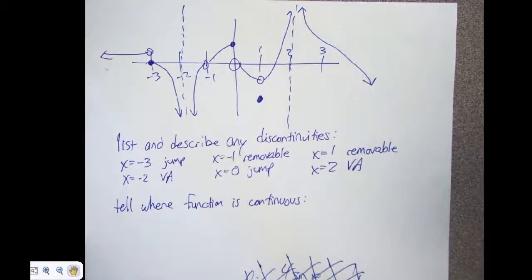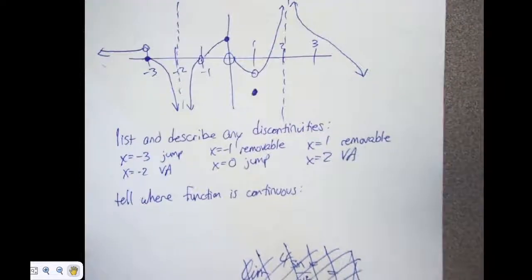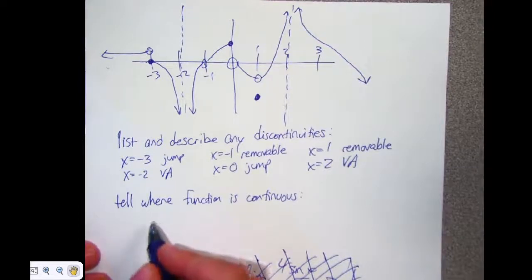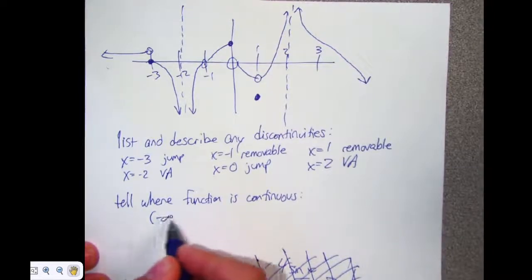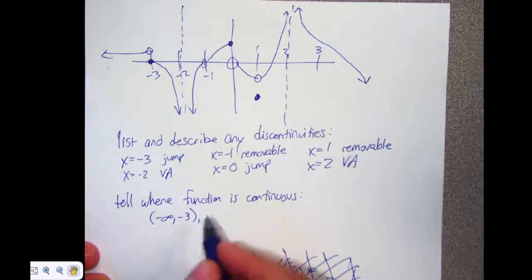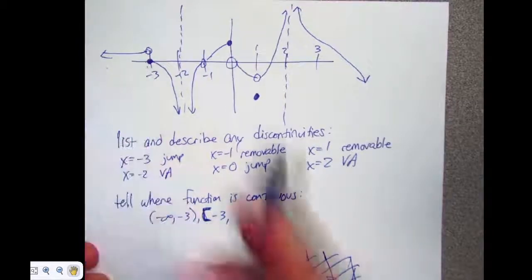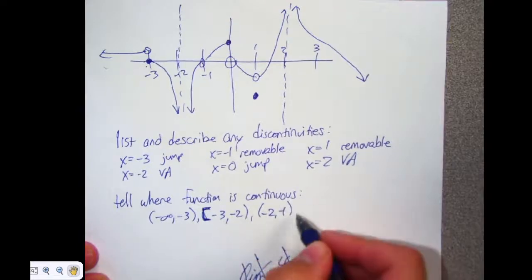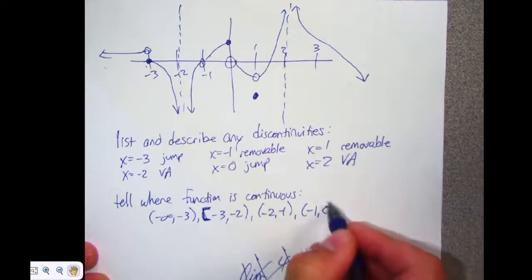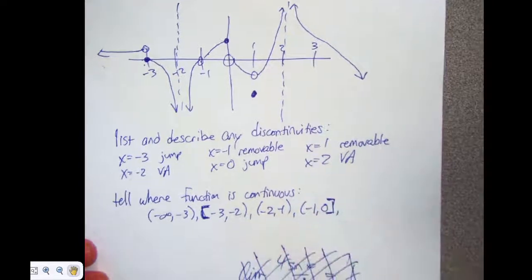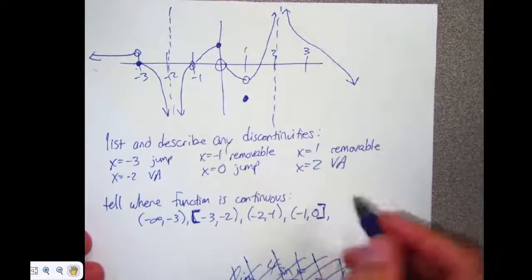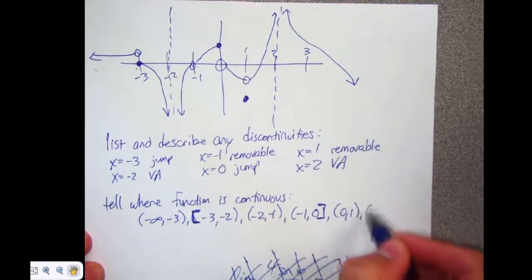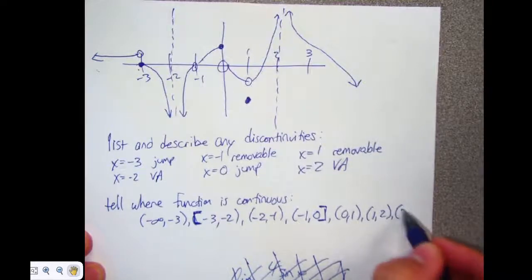So where it is continuous, you're listing, remember the parentheses and brackets? So discontinuous from negative infinity to negative 3, from negative 3 with a bracket, because that's a closed dot, to negative 2 parentheses, negative 2 to negative 1, negative 1 to 0 with a bracket, because we got a closed dot from that side. 0 to 1, 1 to 2, and then 2 to infinity.